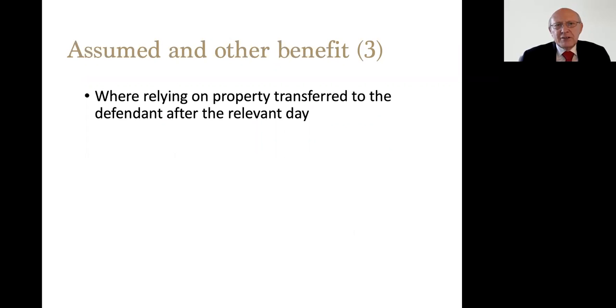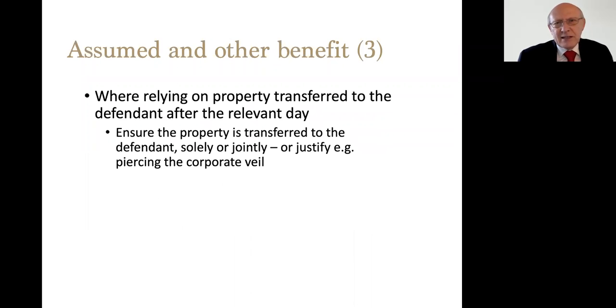Where we're relying on property transferred to the defendant after the relevant day, then we need to ensure in the section 16 statement that the property is transferred to the defendant solely or jointly, or we need to justify if, for example, the property is being transferred to a company and we're piercing the corporate veil, we need to explain and justify that. I've seen cases where perhaps money has been banked in a bank account belonging solely, let's say, to the wife of a convicted defendant. And the prosecutor has wanted to apply the statutory assumption to those deposits. Well, if he's going to do that, he's got to show that that was property transferred to the defendant. It's not sufficient to show that it was property transferred to the defendant's wife if she's not been convicted. Now, it may be in the circumstances it is possible to say, yes, this money came via the defendant into his wife's bank account, but that needs to be explained and justified in the section 16 statement.